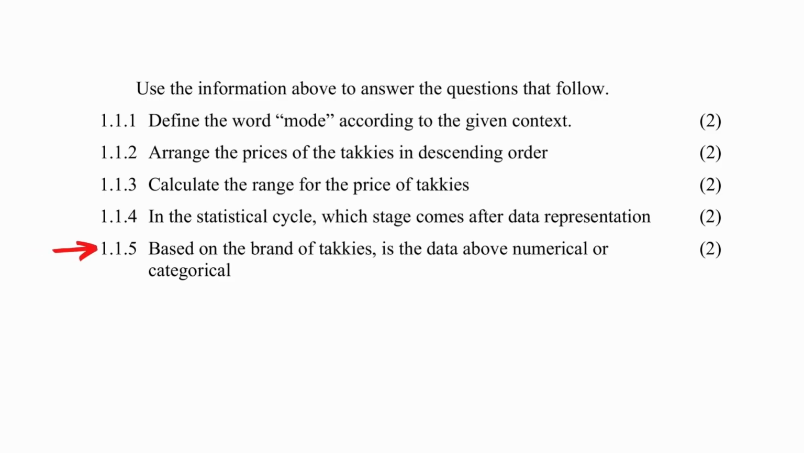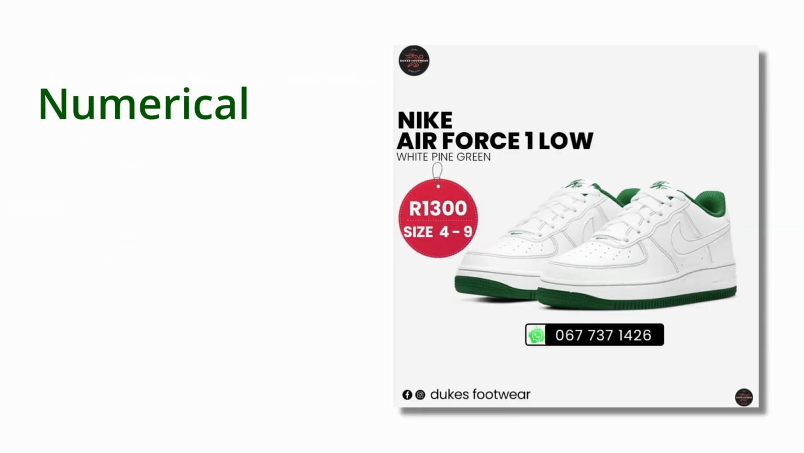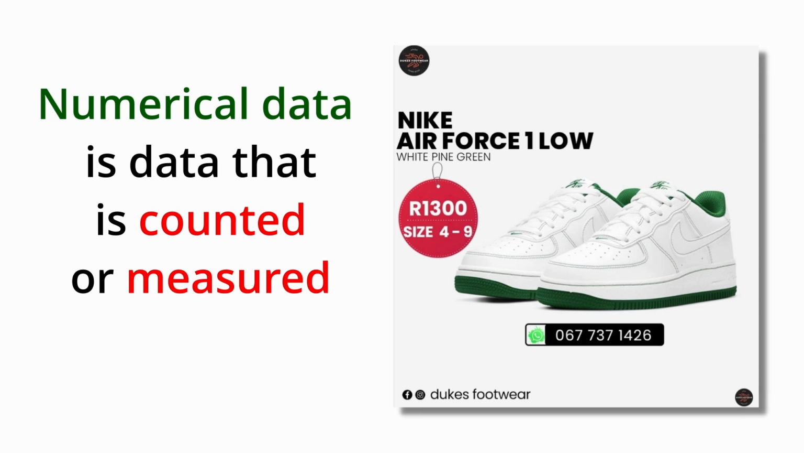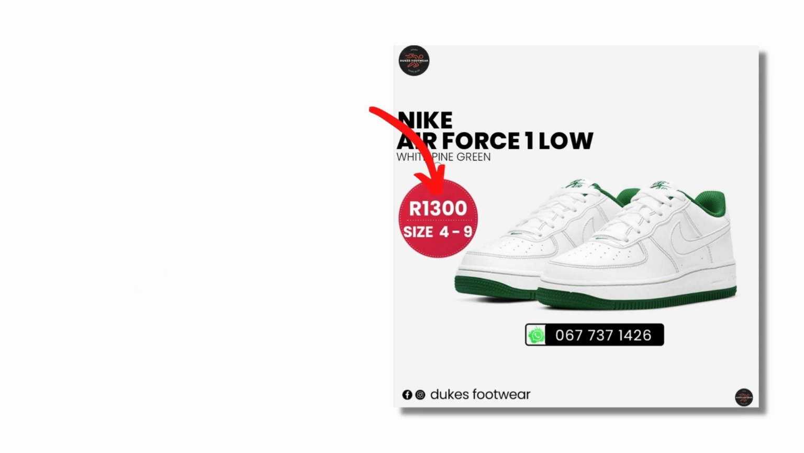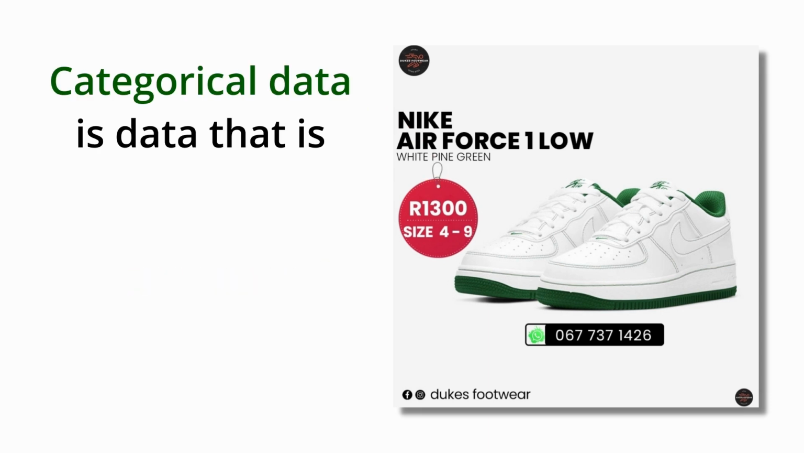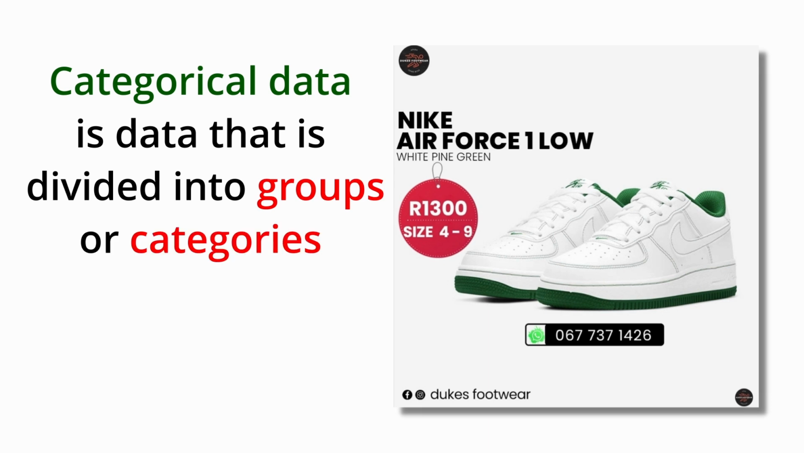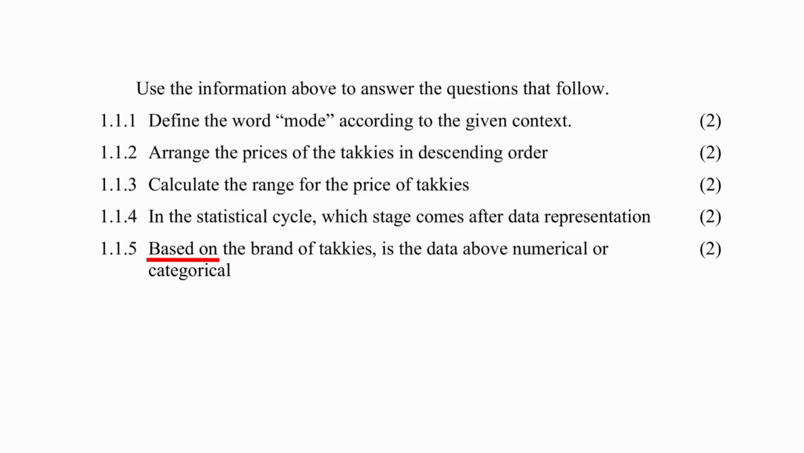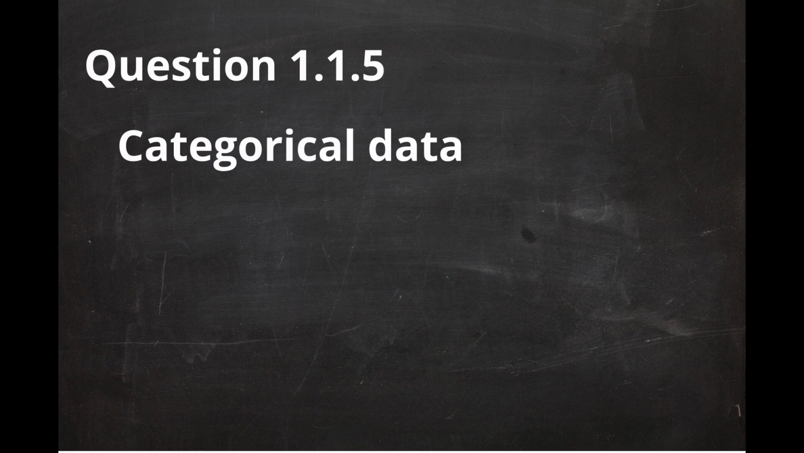In question 1.1.5, you are asked to state whether the above data is numerical data or categorical data, and you have to base your decision on the brand of tackies. Now, numerical data is data that is counted or measured, like the prices of the tackies. Categorical data is data that is divided into groups or categories, like the different brands of tackies or the range of the shoe sizes. Since you are required to make your decision based on the brands of tackies, the data here can be classified as categorical data.